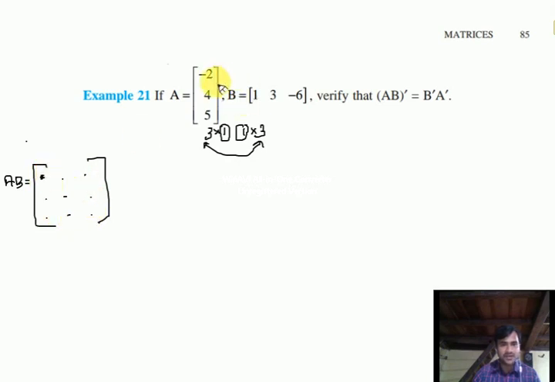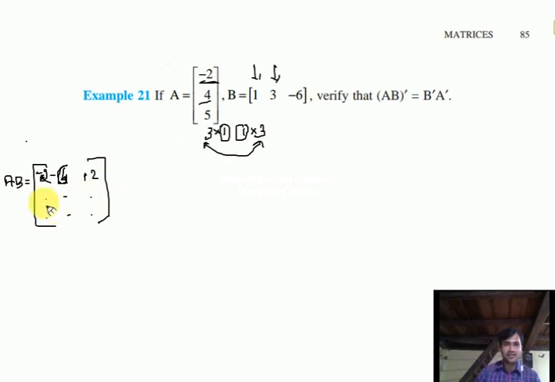Again which position is it? First row, first column. Multiply first row by first column, then it will be minus 2. Then second row, first column, then it will be 4 because in the second row you have 4. Then this is first row, second column, which is minus 2 into 3, minus 6. Then this is first row, third column, so minus 2 into minus 6 is plus 12.